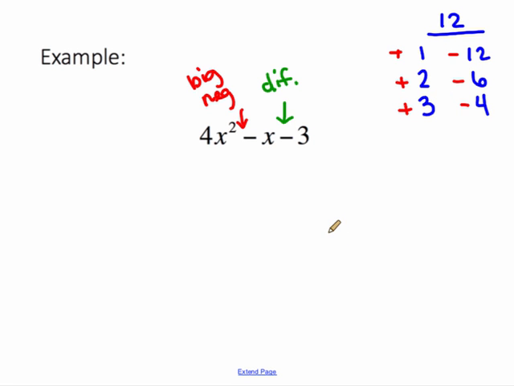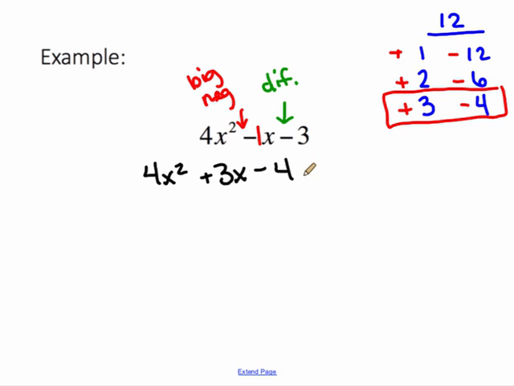Do we have a pair that creates the middle term? Do we have a pair that has a sum of -1? We do. It's right here. 3 minus 4. So this tells us how to break apart that middle term. We're going to rewrite 4x squared, and we're going to break apart that negative 1x using the factors that we found. So plus 3x minus 4x, and then bring down that minus 3.